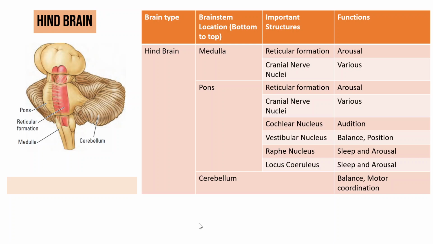The raphe nucleus is connected to sleep. And the locus coeruleus is also connected to sleep. And the cerebellum is connected to motor coordination or balance. So the main parts here are the medulla, reticular formation, pons, the other nuclei that I have labeled, and the cerebellum. These are the main parts and their main functions as well. So let's start with the midbrain.